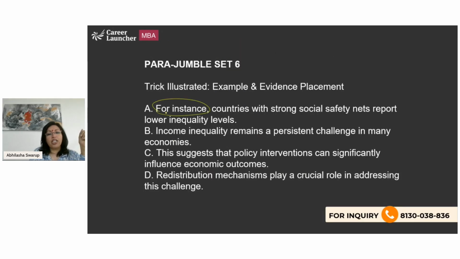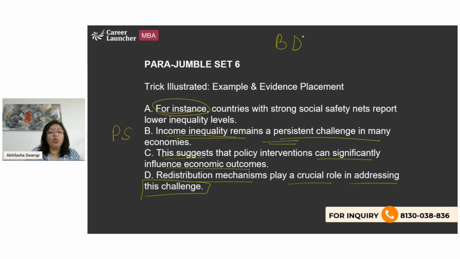For instance, countries with strong social safety nets report lower inequality levels. Income inequality remains a persistent challenge in many economies. Problem statement. This suggests that policy interventions can significantly influence outcomes. Redistribution mechanism plays a crucial role in addressing this challenge. This challenge, I know, connects with the persistent challenge in B. So B and then D.